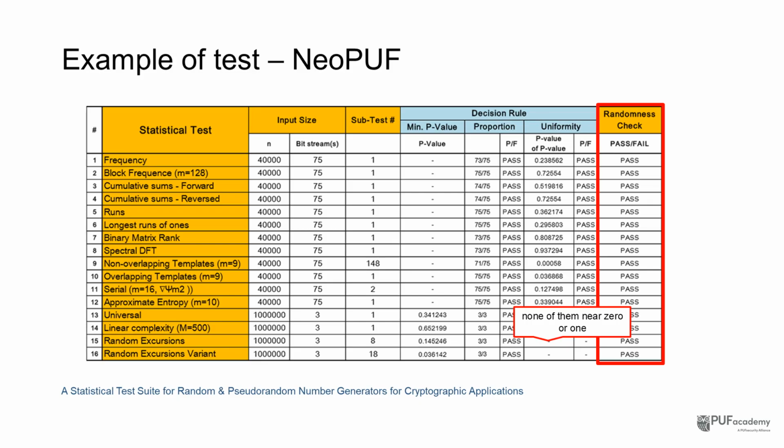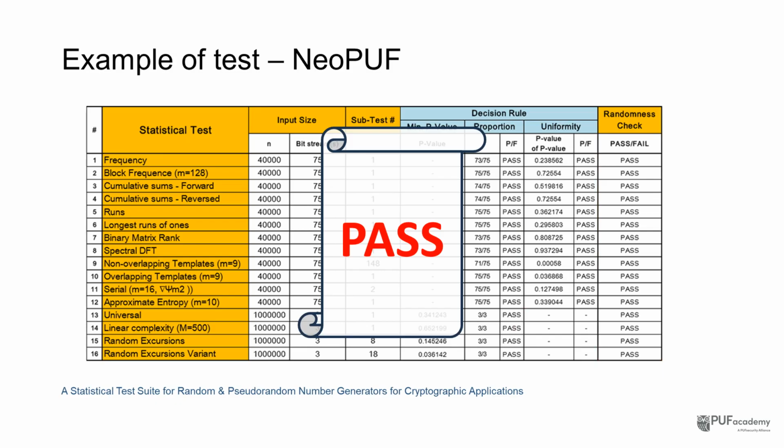Finally, the randomness check column is the ultimate indicator, because all parameters met the strict statistical standards. Every single test item shows a definitive pass. Use this example table, and hope you can know how to evaluate your product's randomness.